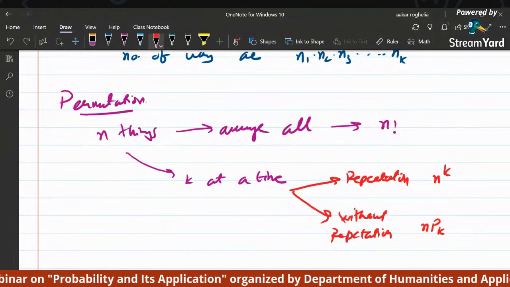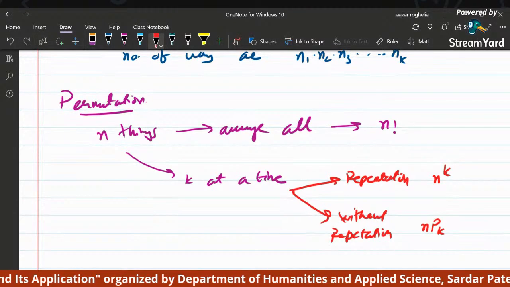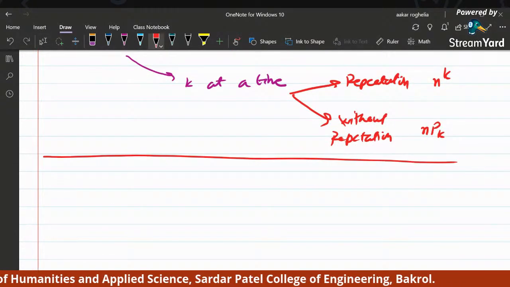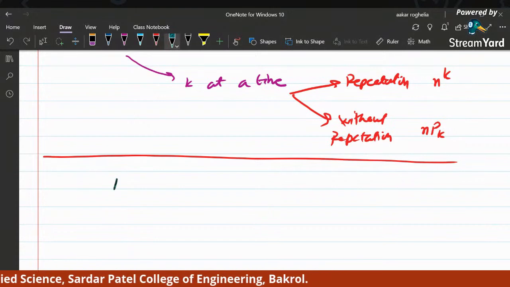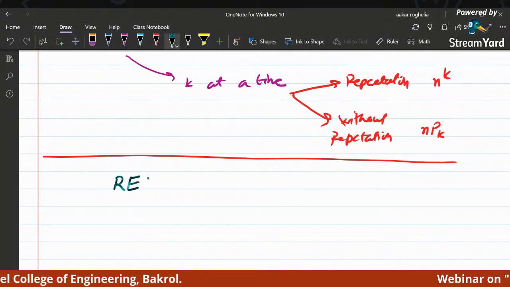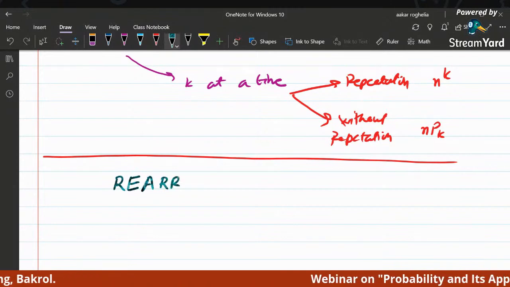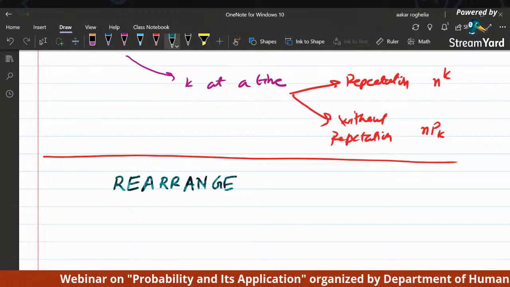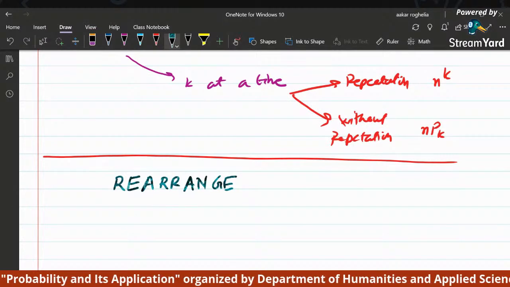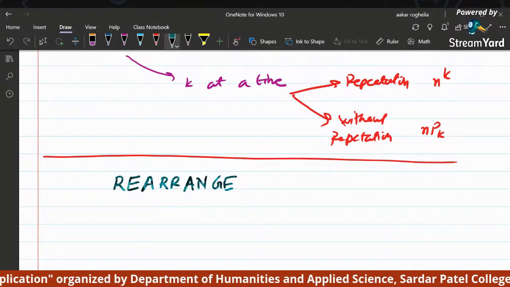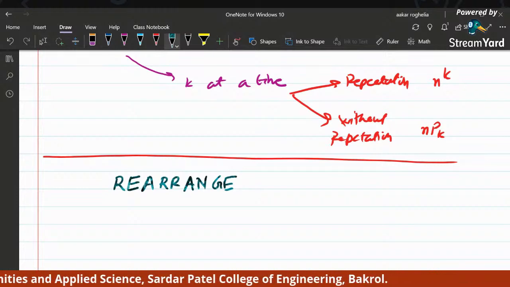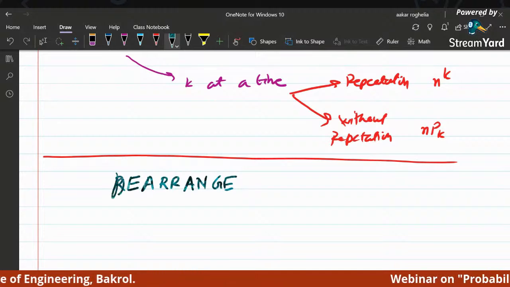But sometimes some of the things are similar. Similar means, like the next one, let me take a word. Suppose my word is "rearranged". I want to rewrite this word in any order. How many ways is it possible? Of course, we will count how many letters there are. The total number of letters is 9. But some of the letters are like this, sorry.